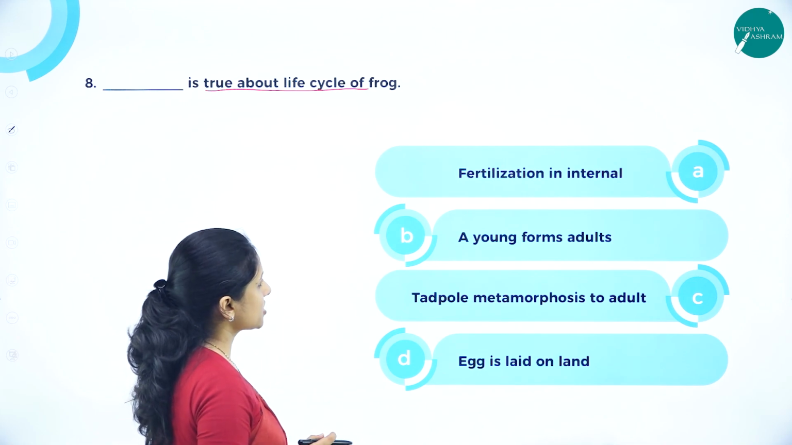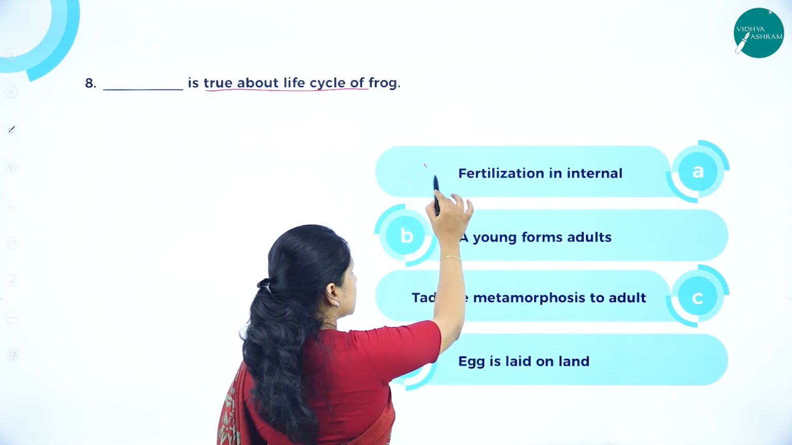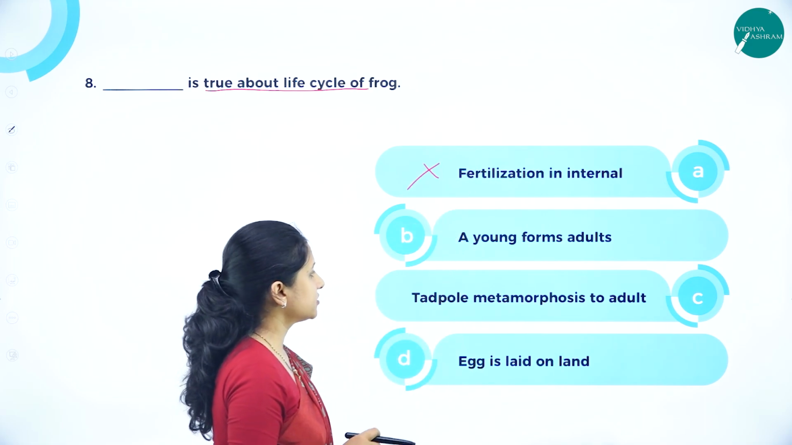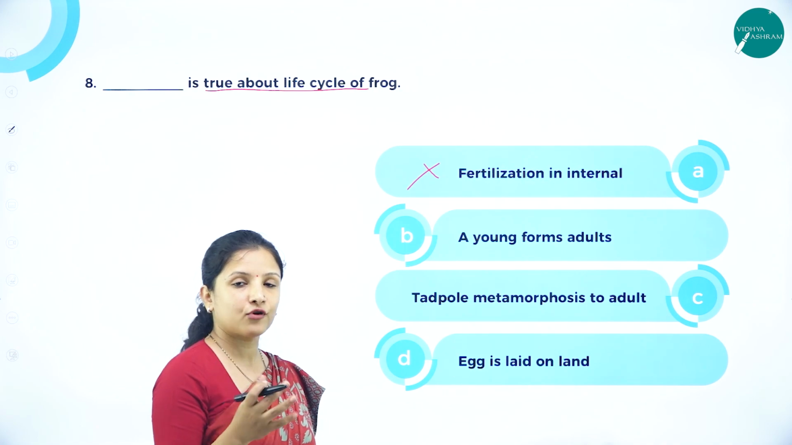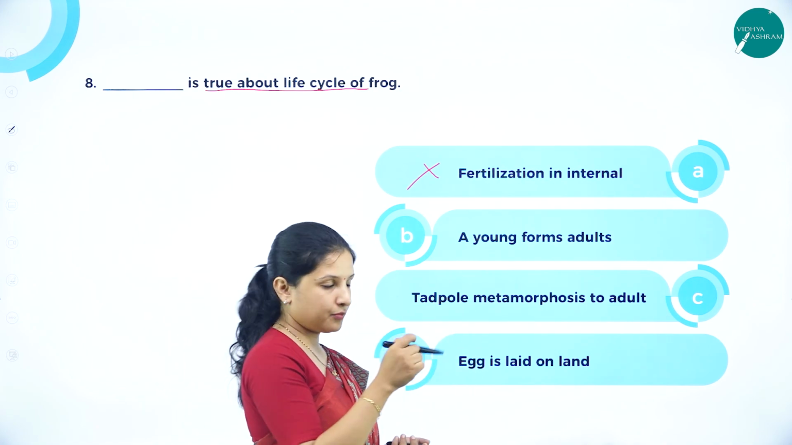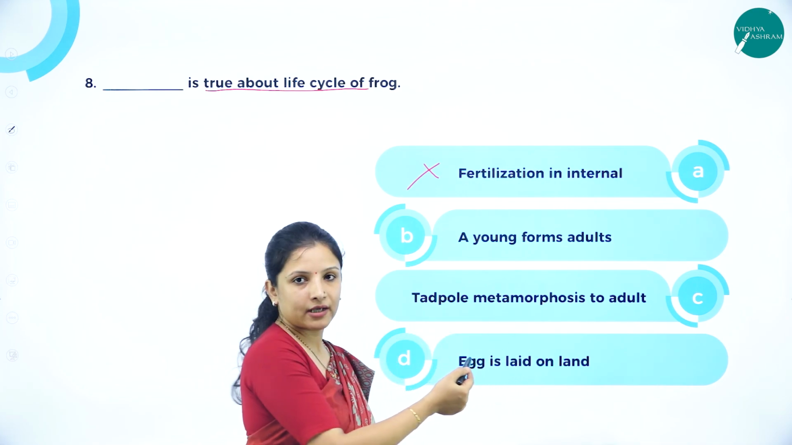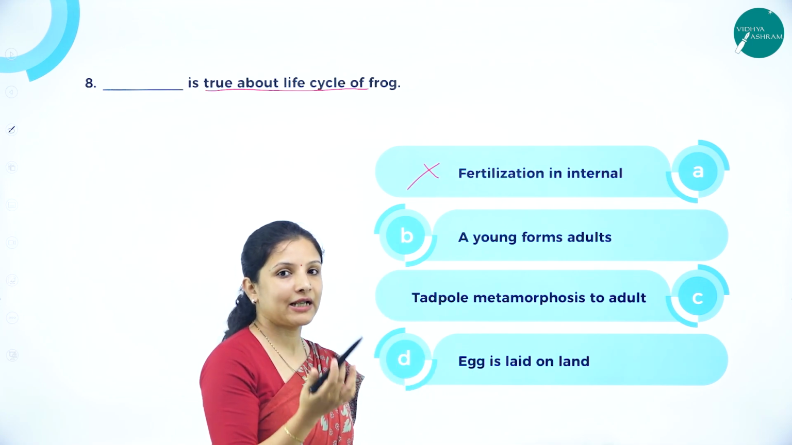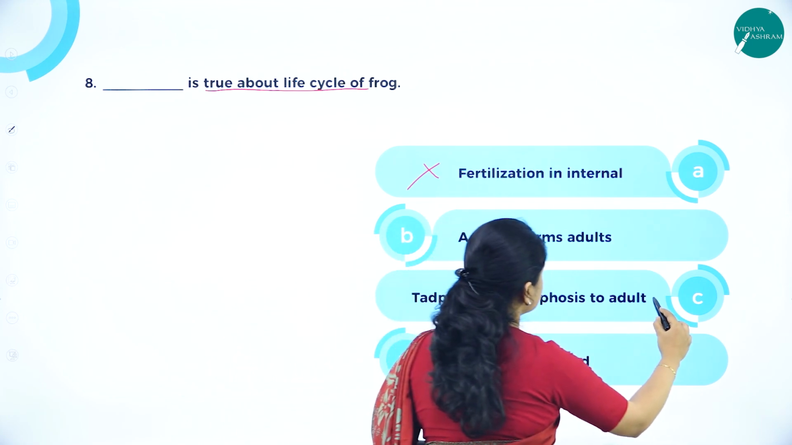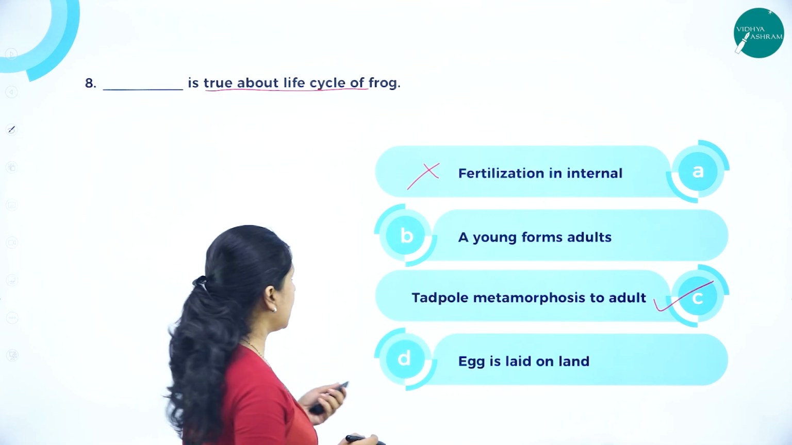So, fertilization is internal? No, because frog's fertilization is external. So, this is not right. A young forms into adult? No, a young frog doesn't directly develop into an adult, but will form a tadpole which will metamorphosize into adult. Egg is laid on land? No, egg is not laid on land by the females. It is laid in water. So, therefore, option C is the right answer here because tadpole metamorphosized to an adult.